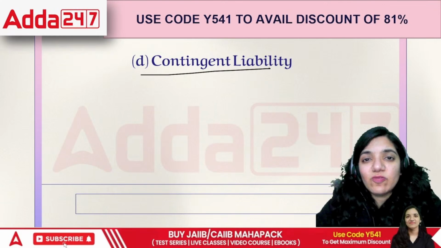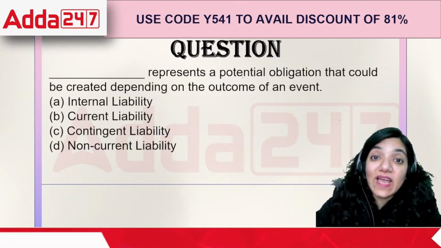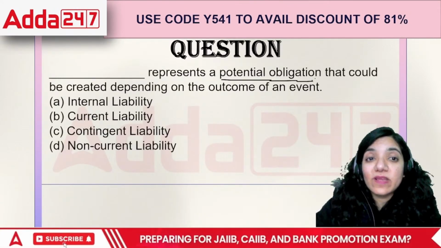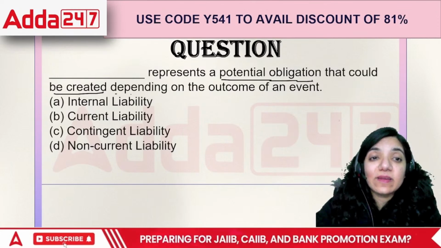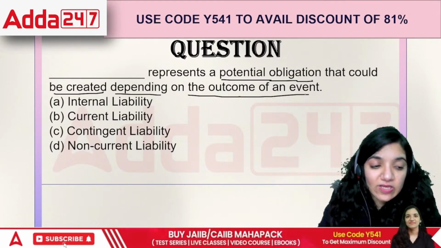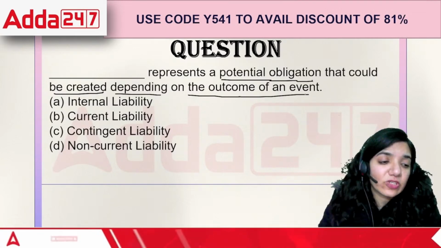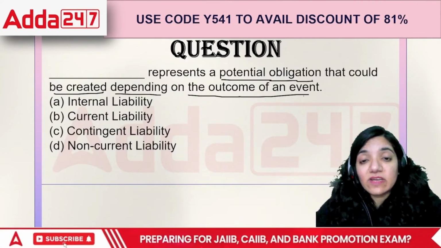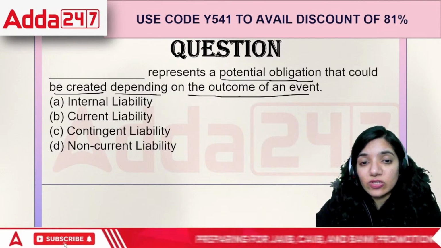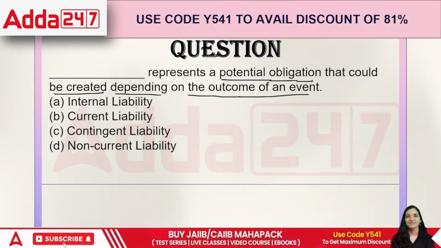Right? So let's move on and talk about the next one. Dash represents the potential obligation that could be created depending on the outcome of the event. That means when we talk about this, there's a potential obligation. I'm not paying right now, but I might have to pay in the upcoming future. So what will we call it?